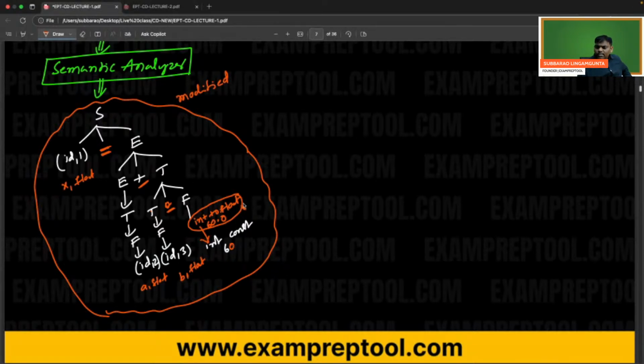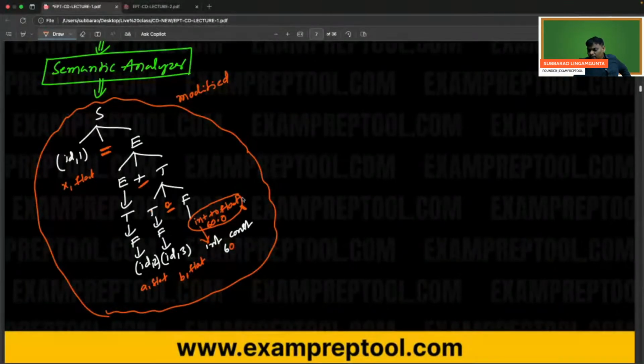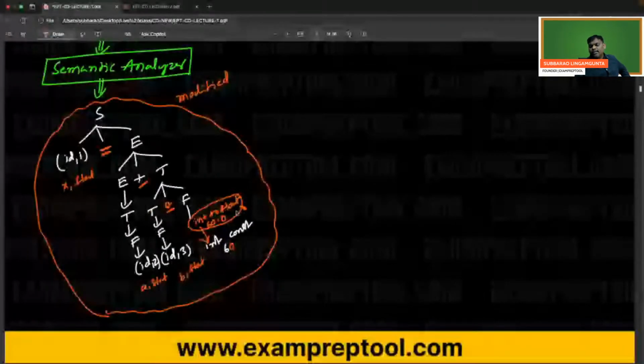Some people are asking, sir, what if conversion is not possible? If at all conversion is not possible, then it will give an error message: type mismatch error. If the possibility is there, you will do type conversion. For the star operator, if the left side is float and the right side is integer, you will try to convert the type if possible. If not possible, you will give an error message saying type mismatch error.